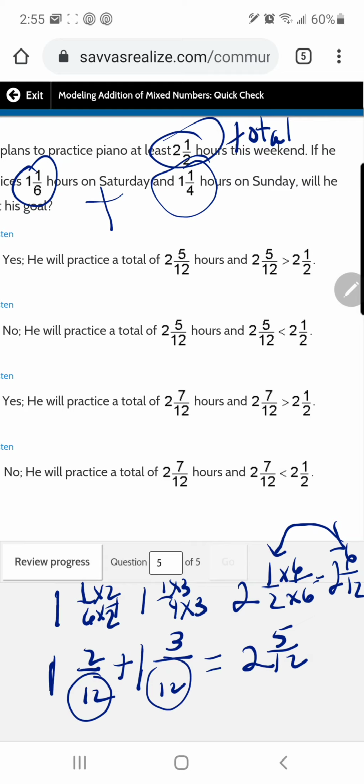All right? So now what you do is you subtract 2 and 5/12 from 2 and 6/12. 6 minus 5 equals 1 over 12 because the denominator doesn't change, right? And then 2 minus 2 is 0. So was he able to meet his goal? Yep, because he had enough time. You see, he had 1/12 of an hour left.